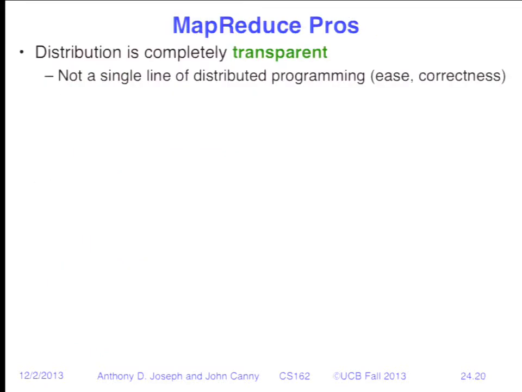Distribution is completely transparent. If you look at a MapReduce program, there's not a single line of code that deals with the fact that it's distributed programming. It's completely hidden from the user. This makes it much, much easier, and you don't have to worry about getting it correct. It's really hard to write a program using the message passing interface and get it to be correct. People spend a lot of time up the hill at the Supercomputer Center writing and debugging their programs. MapReduce, much, much easier.